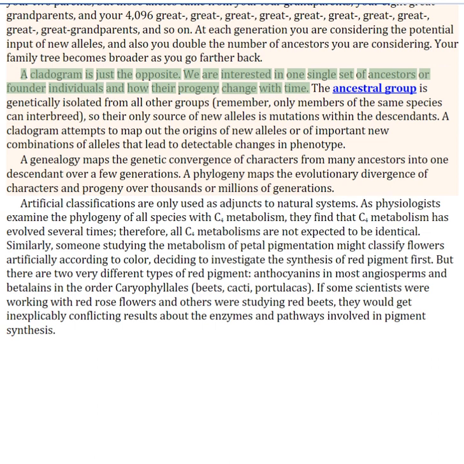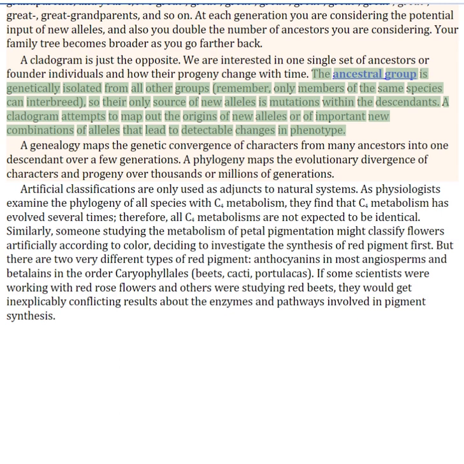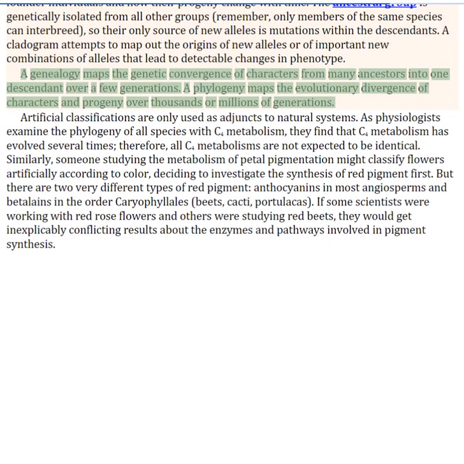We are interested in one single set of ancestors or founder individuals and how their progeny change with time. The ancestral group is genetically isolated from all other groups, so their only source of new alleles is mutations within the descendants. A cladogram attempts to map out the origins of new alleles or of important new combinations of alleles that lead to detectable changes in phenotype. A genealogy maps the genetic convergence of characters from many ancestors into one descendant over a few generations. A phylogeny maps the evolutionary divergence of characters and progeny over thousands or millions of generations.